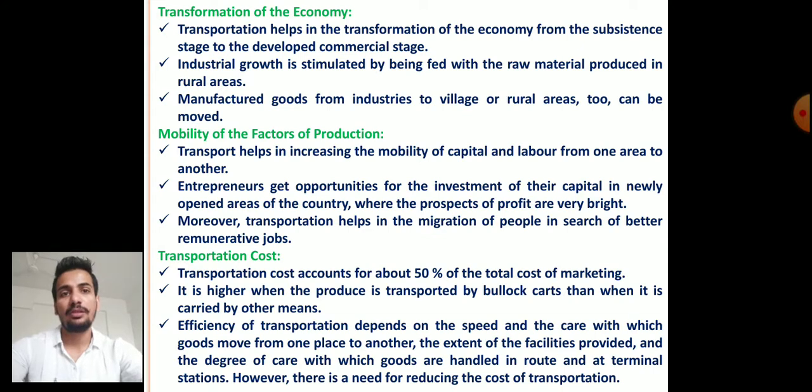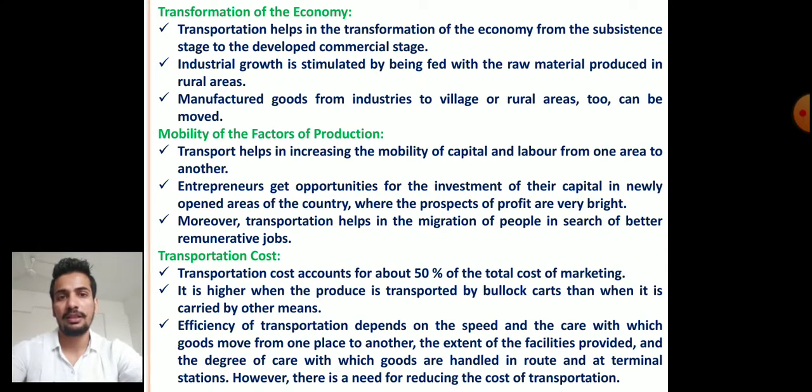Then next is mobility of the factors of production. Transport helps in increasing the mobility of capital and labor from one area to another area. Entrepreneurs get the opportunity for the investment of their capital in newly opened areas of the country where the prospects of profit are very high. Moreover, transportation helps in the migration of people in search of better remunerative jobs. So all these are the advantages of the transportation function.